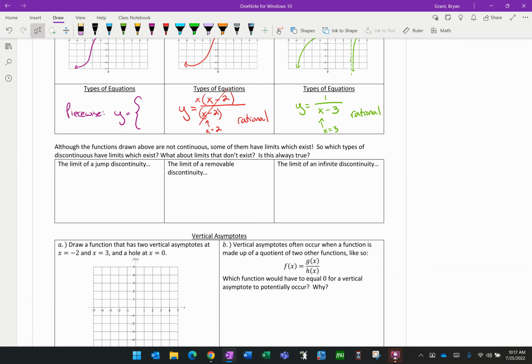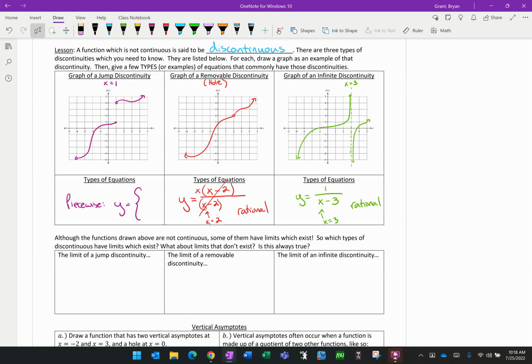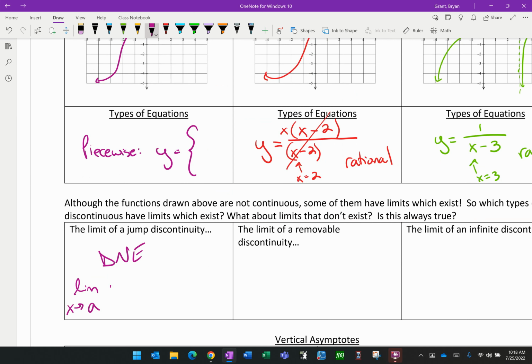All right, so although the functions drawn above are not continuous, some of them actually have limits which do exist. So looking at these discontinuous functions, which ones have limits that exist or not exist? Well, if we look at the limit of a jump discontinuity, just the idea of jumping up to a different y value, the limit of a jump discontinuity does not exist, right? And we would just say that the limit as x approaches a, we don't have an actual x value, we're just doing this, from the left side is not going to equal the limit as x approaches a from the right side of f of x.